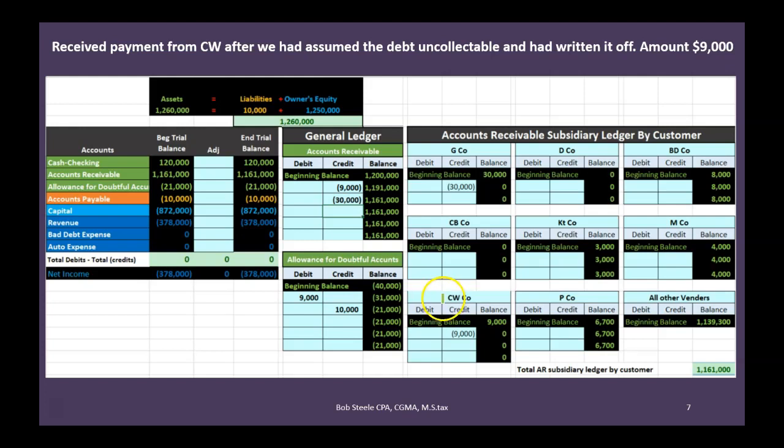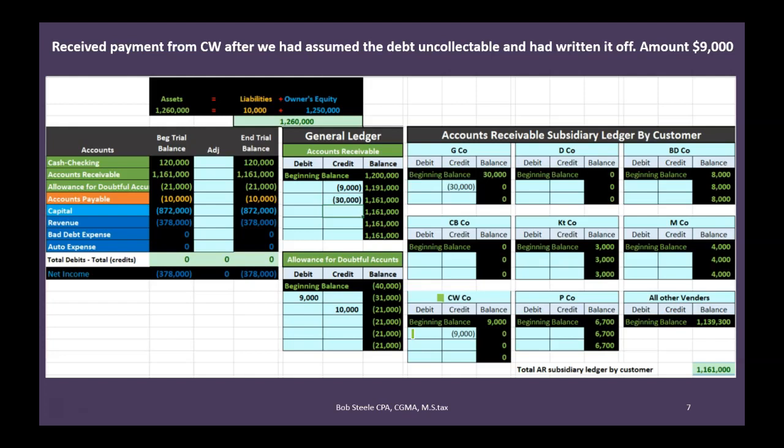So in this case, remember that the CW company owed us $9,000. We determined we're not going to get paid that. We wrote off the $9,000 to the allowance account here. So we wrote them off, and now they came in the door and said, I showed up out of nowhere. You haven't been returning our calls and whatnot, but here I am, and I'm going to pay you the $9,000. That's great. So how would we record that? I'm going to tell you the way not to do it first, and then I'm going to tell you why it doesn't work that way.